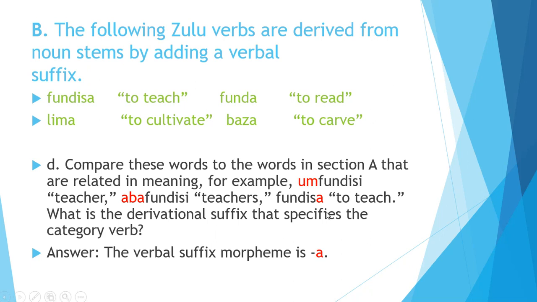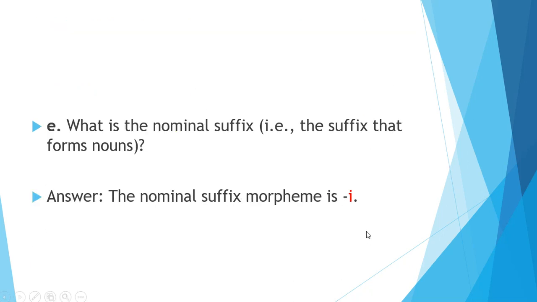Okay, let's see the next question. It says, what is a nominal suffix? For example, the suffix that forms nouns. You can see here the answer. The answer is that the nominal suffix morpheme is i. But let's analyze this, don't worry. Why is the nominal suffix morpheme i?